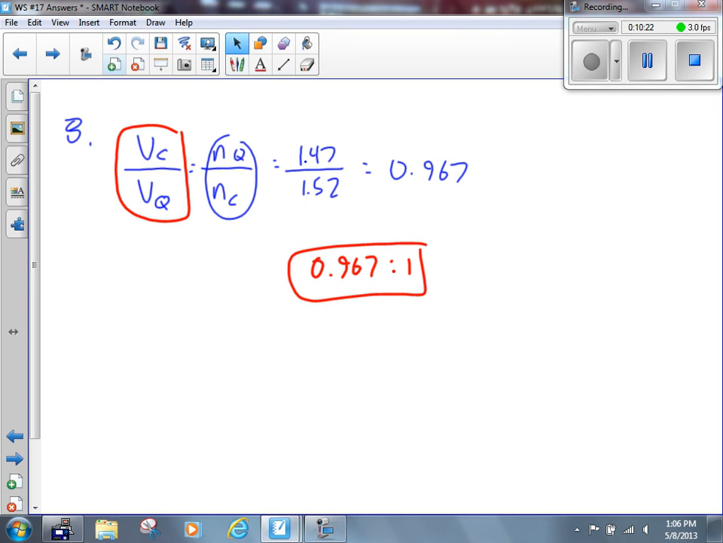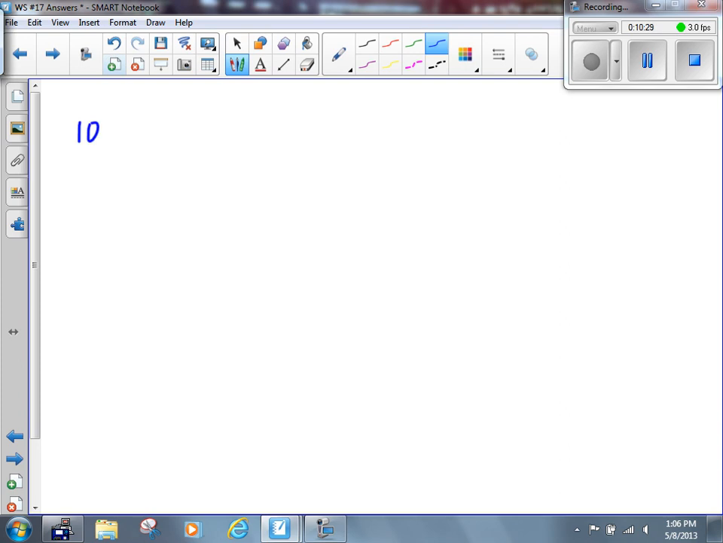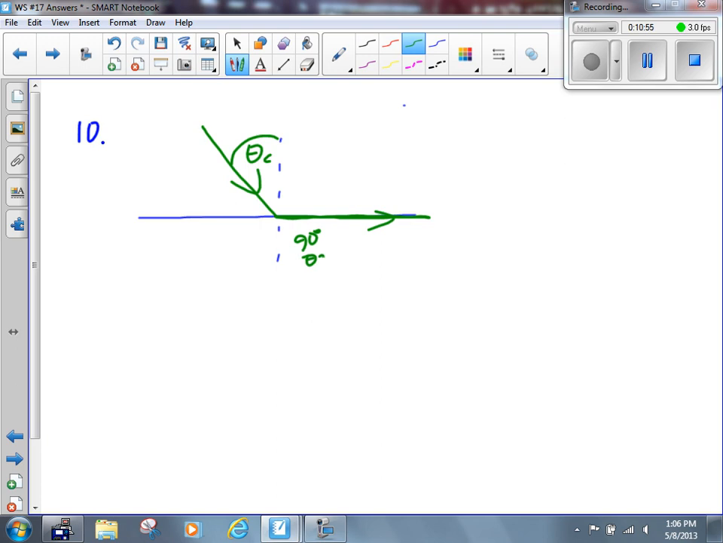And finally, the last one that we want to go over here is question number 10. Determine the critical angle for zircon. When you have a ray of light coming in like this, if it exceeds the critical angle, then it's going to reflect. If it's smaller than the critical angle, then it's going to refract. If it's at the critical angle, it's basically in no man's land. The angle of refraction, theta 2, would be 90 degrees.